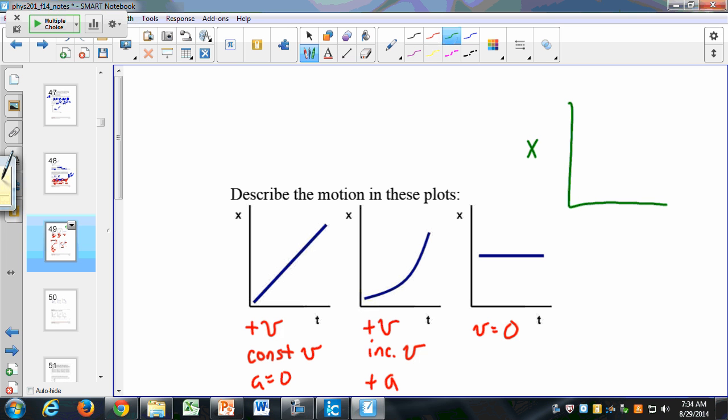Let's say that I have a position versus time graph. It looks like this. Is that velocity positive or negative? It's always negative because my slope here is always negative. Is the speed increasing or decreasing? Is it getting faster or slower? It's getting slower because the magnitude of the slope is decreasing, so it's slowing. And so what is the acceleration? Is it positive, negative, or zero?